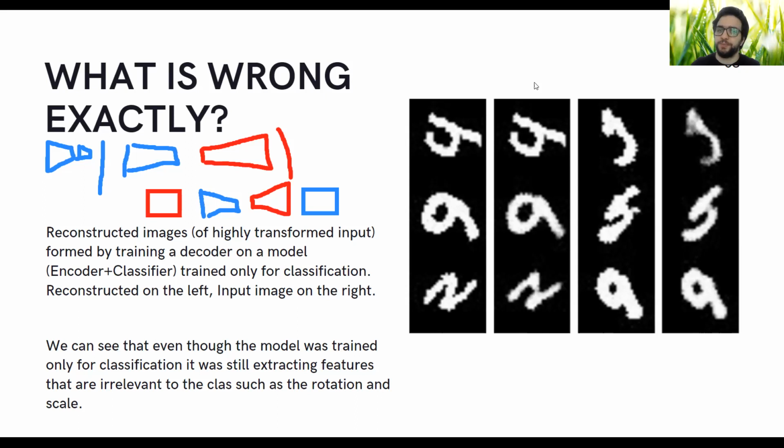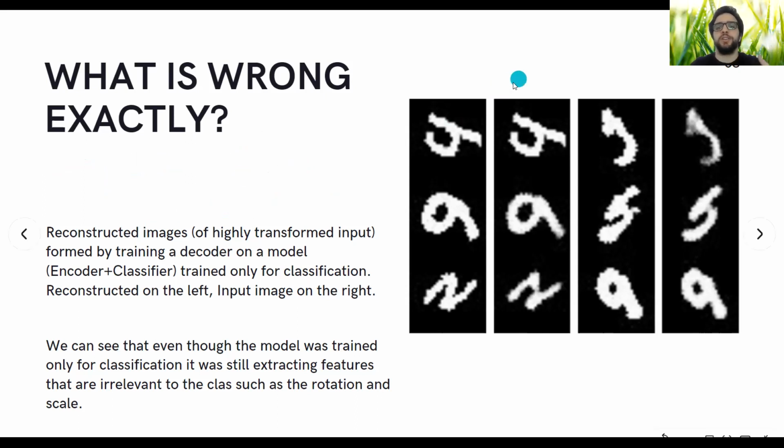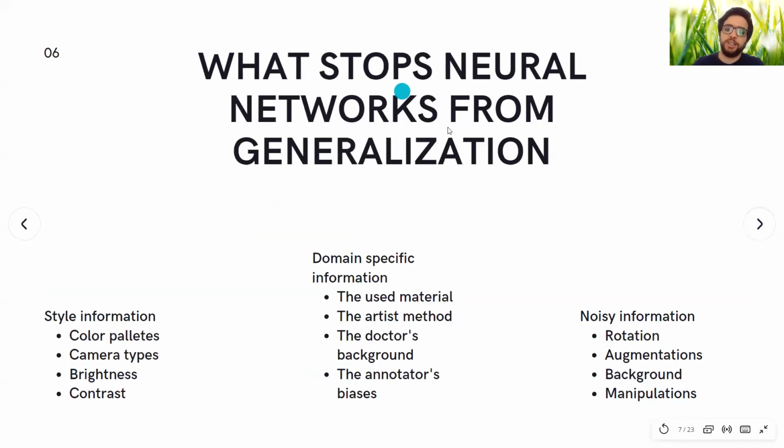We are saying that the encoder is too dependent on the data. The encoder is not learning or extracting features useful for classification only, but it's also extracting a lot of noise. This noise is at the core of domain gaps, you see? So this is the noise that's making the domain gaps: the extra information that is not useful for classification, but useful for other stuff. Now the task that we are doing here is to eliminate this type of information. So we can eliminate noise information like rotations, augmentations, background, manipulations.